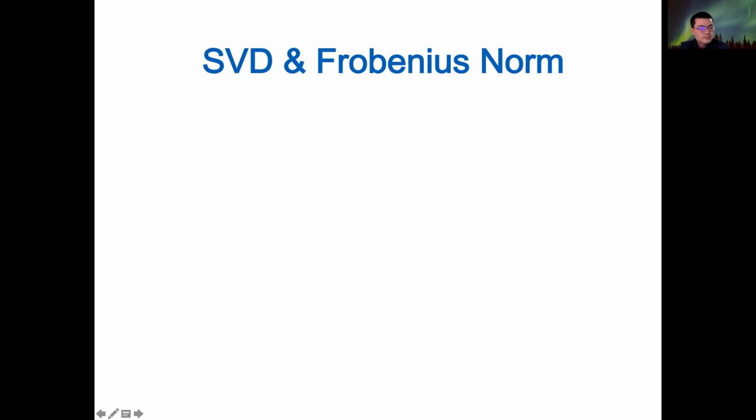And for a matrix, we also have a so-called norm, how large the matrix is. One kind of norm is called the Frobenius norm. We also have the two norm. We will see that later.